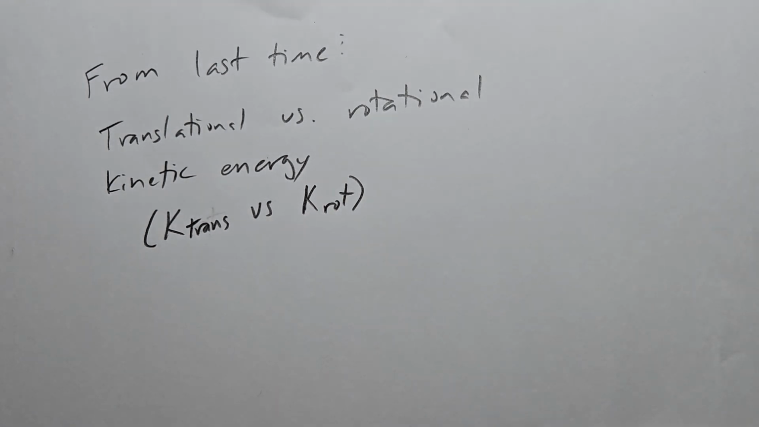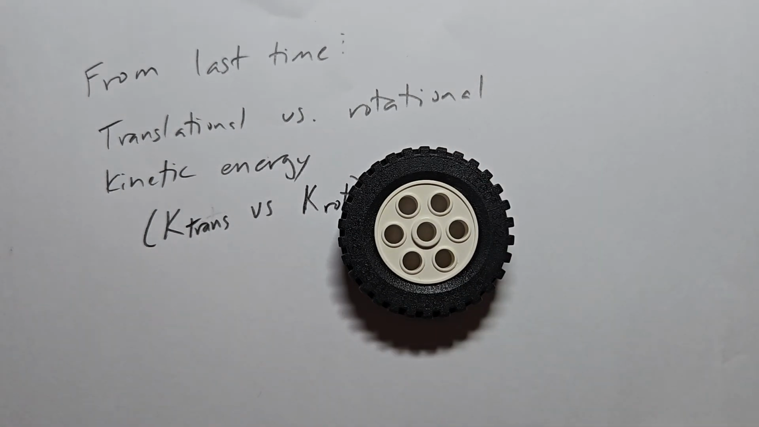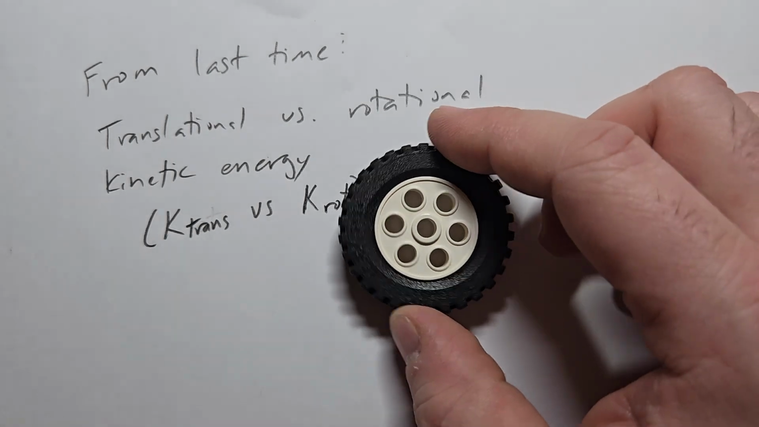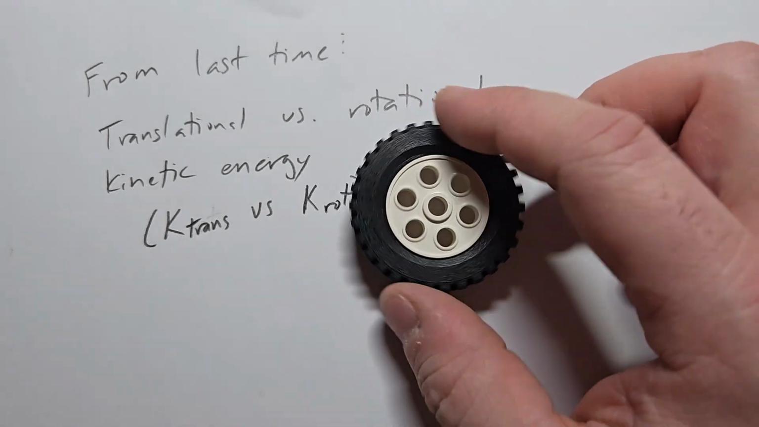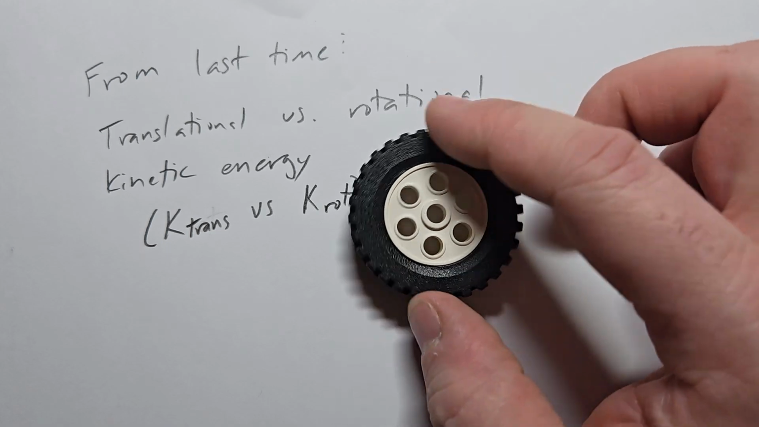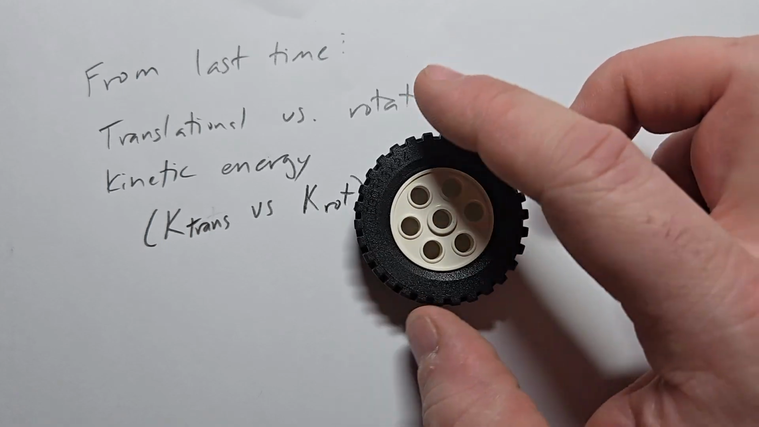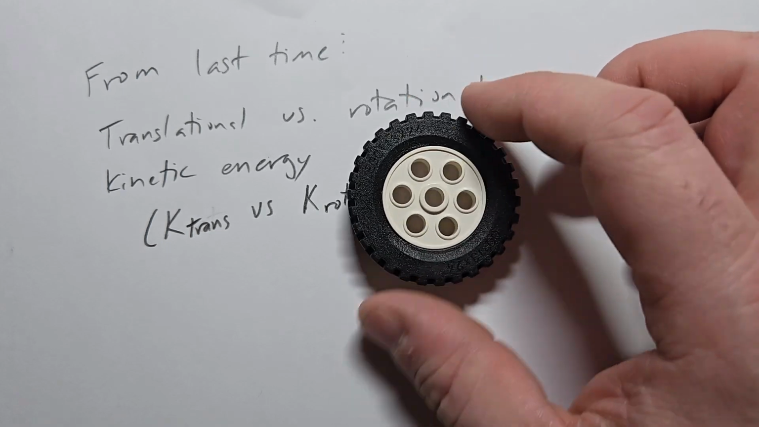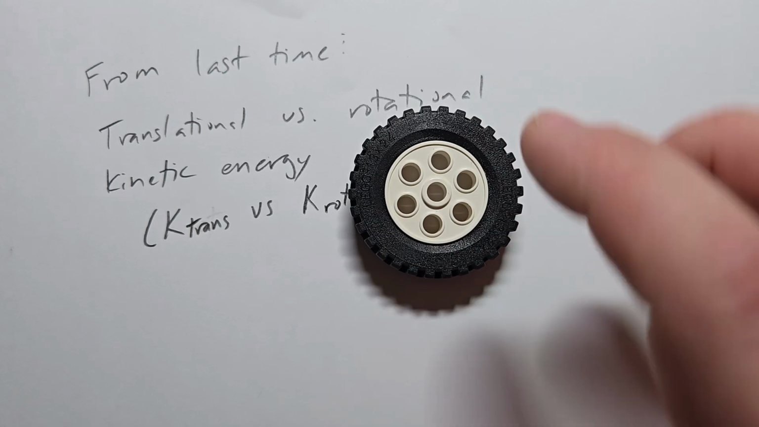Rotational kinetic energy, on the other hand, is a different kind of kinetic energy, but it's still the idea that if I want to get this to spin, all of the parts are moving. And so I still have to give it kinetic energy, but we talk about rotational kinetic energy when we're talking about something that is rotating around an axis.